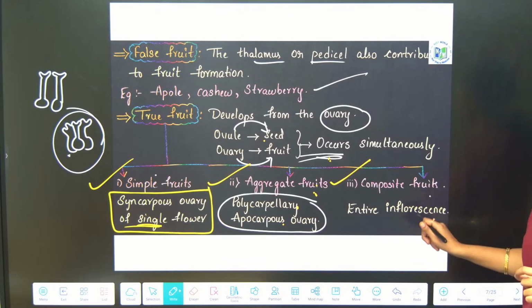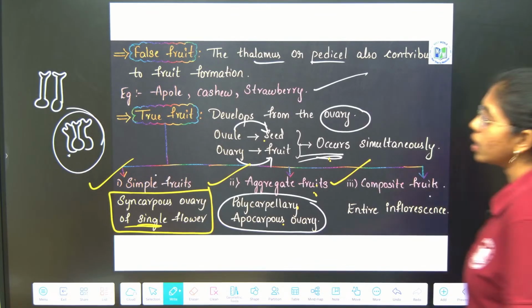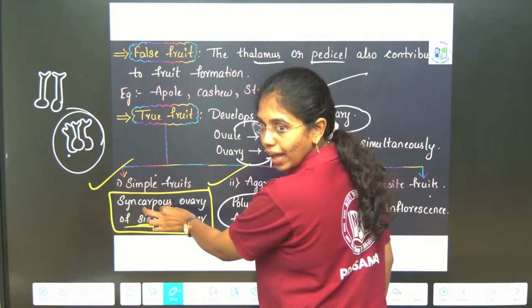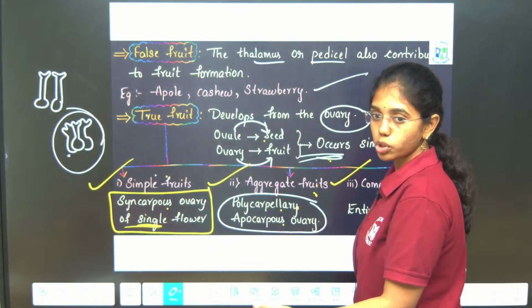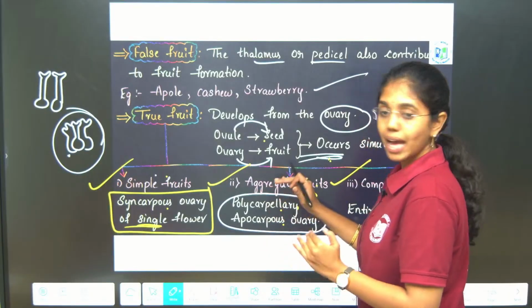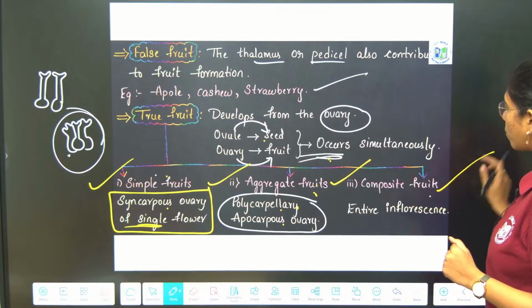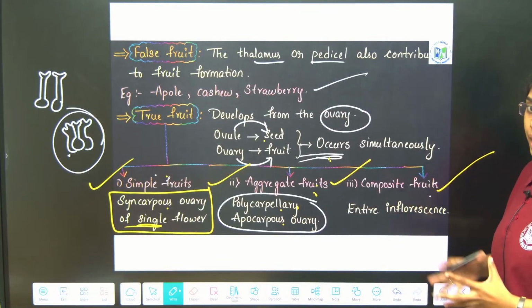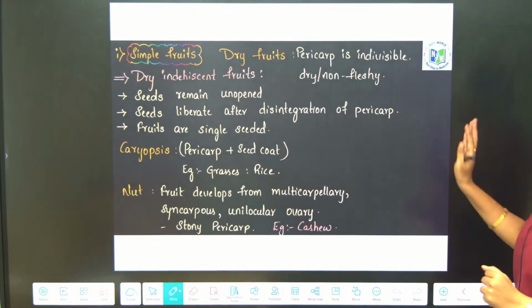Next, composite fruit. Complete inflorescence is turning into fruit. Here, a syncarpous ovary of a single flower gives simple fruits. Polycarpellary apocarpous ovary turning into fruit is aggregate, and complete inflorescence turning into fruit gives composite fruits. Till here it is clear. Any doubt anywhere?